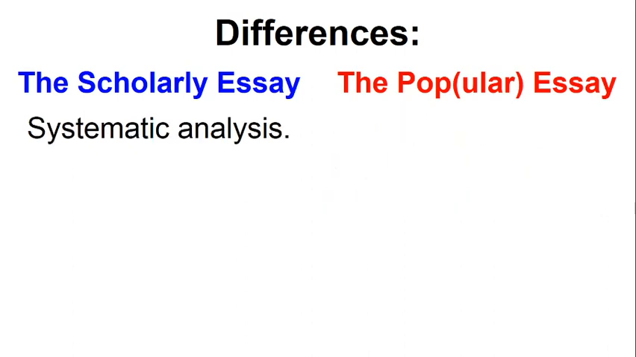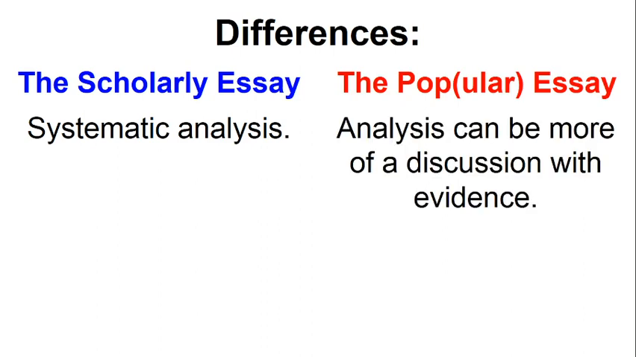Scholarly essay is systematic analysis, like a checklist, like the scientific method. Claim, warrant, impact. What are you going to prove? Here's your evidence. How does that evidence prove this? The pop essay, analysis can be more of a discussion with the evidence, where you have the evidence, but you're kind of doing weird and different things with it. Actually, you're doing whatever you want with it.